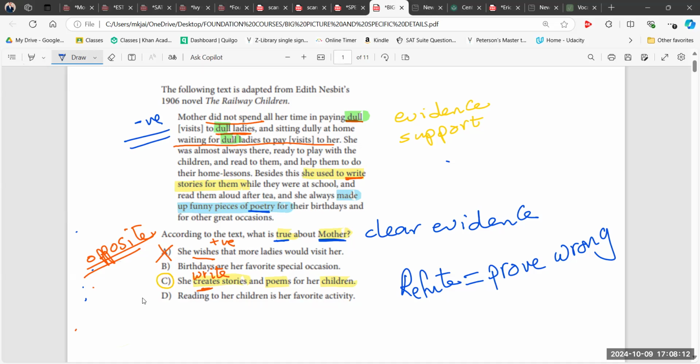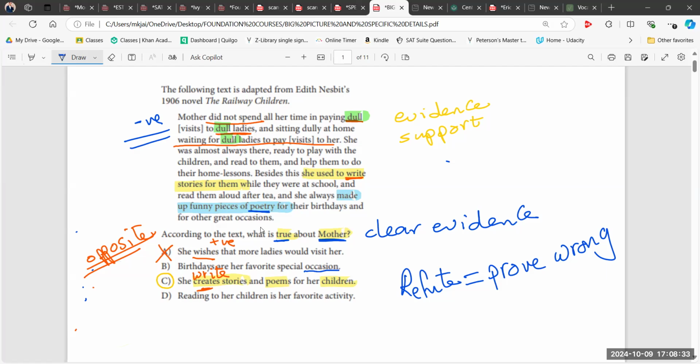What about B? How can you refute B? Birthdays are her favorite special occasion. What information do we have about occasions there? Any reference to her favorite one? Any comparison made between the occasions? No, there isn't a mention.